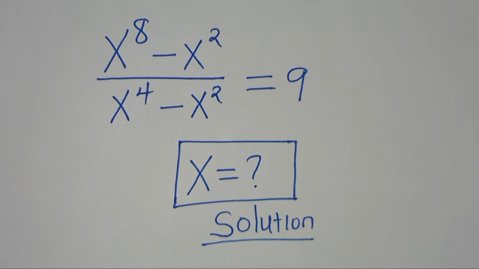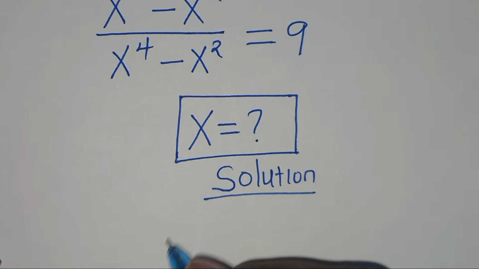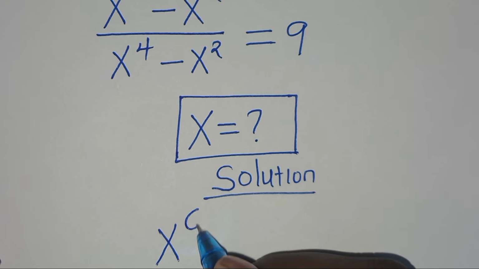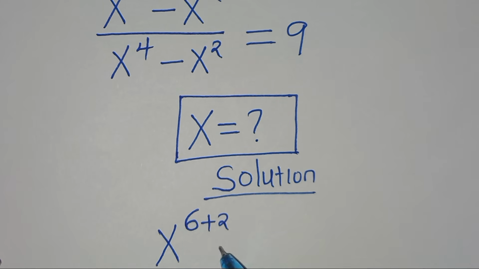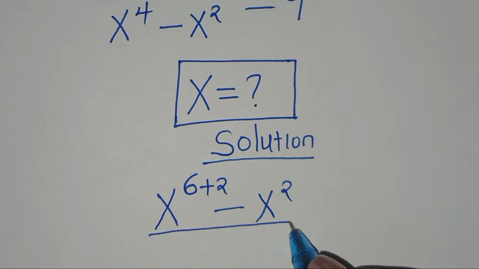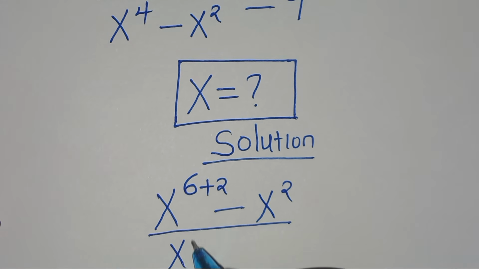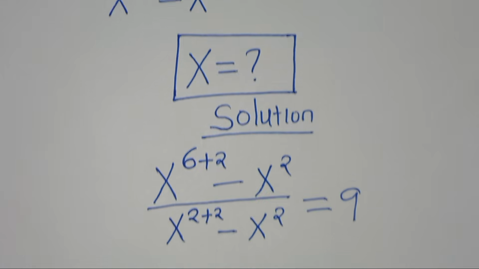We can express x to the power of 8. This is the same thing as x raised to the power of 6 plus 2 minus x to the power of 2 divided by x to the power of 4, which is x to the power of 2 plus 2, then minus x to the power of 2. This is equal to 9.